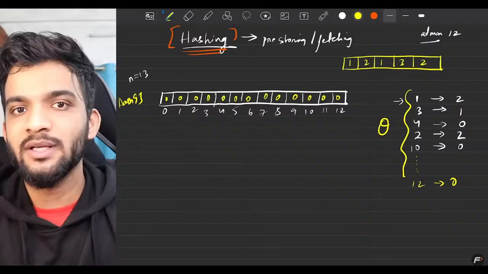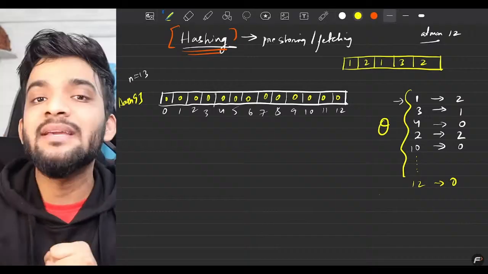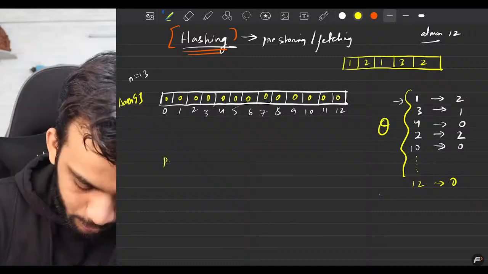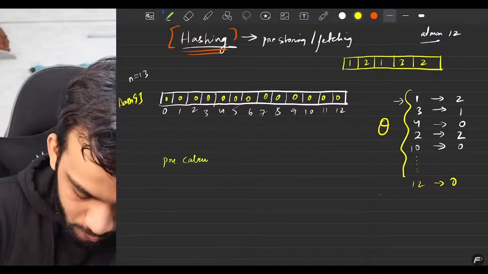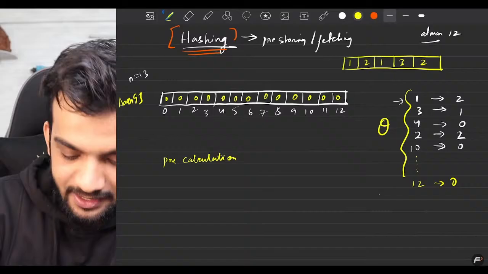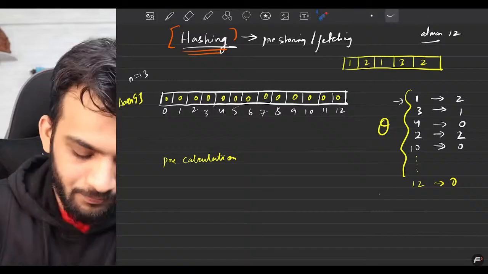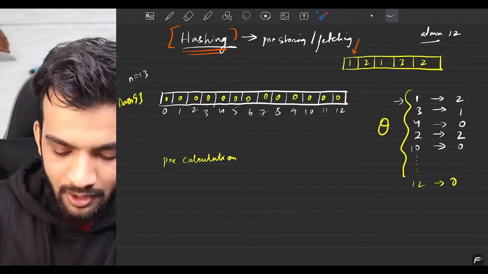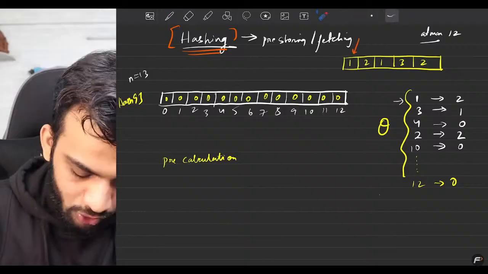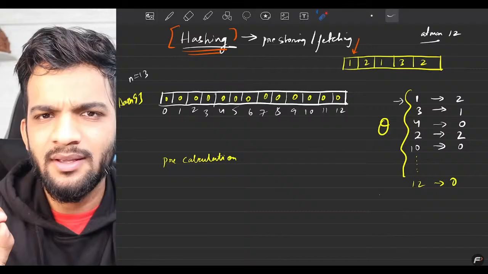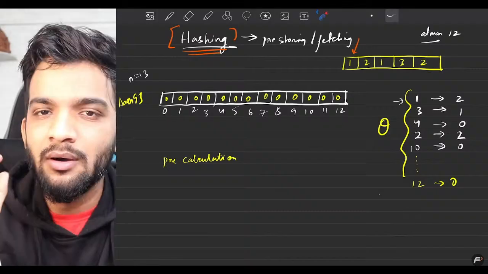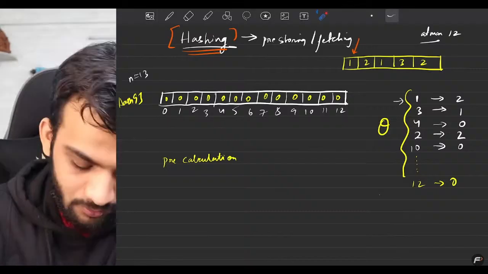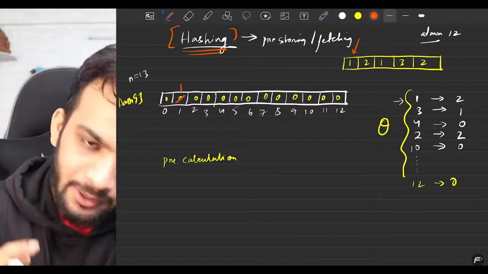Now what I will do is some pre-calculation. Remember this. Now what is this pre-calculation? It's very simple. I go to the first number, which is 1, and I say, okay, you are 1. So I will go to the first index and say, hey, can you just remember that I have 1, 1? So he will say, okay, I'll remember you have 1, 1.